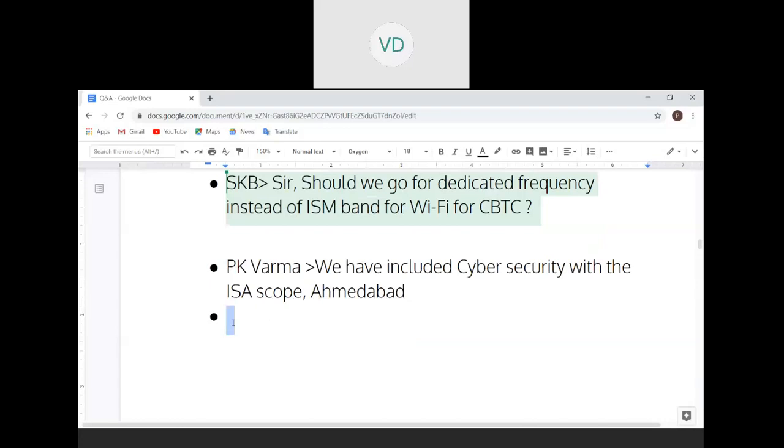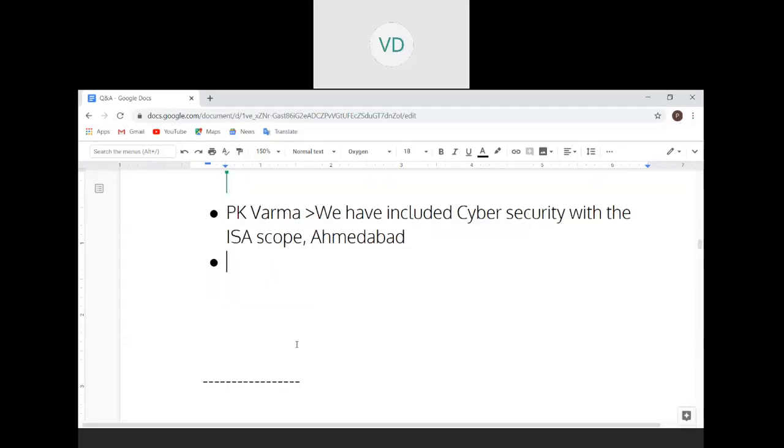Sir, last two questions. SK Biswas is asking, should we go for dedicated frequency instead of the ISM band for Wi-Fi for CBTC? That is why LTE. If LTE, we already have 5 megahertz. I'm told railways have been given 5 megahertz. Of course, the letter has not come, but we are likely to get 5 megahertz. So if the LTE band comes, okay.